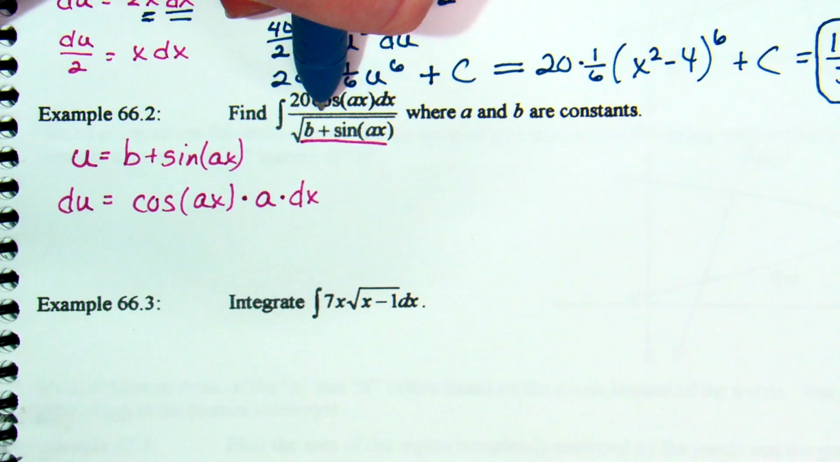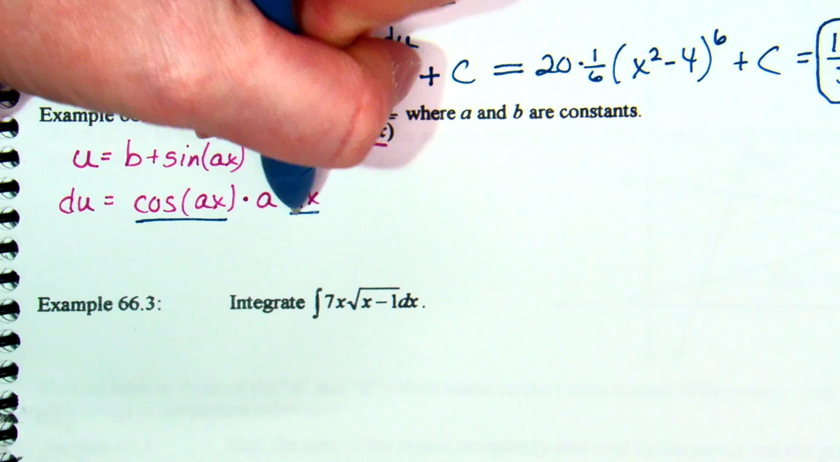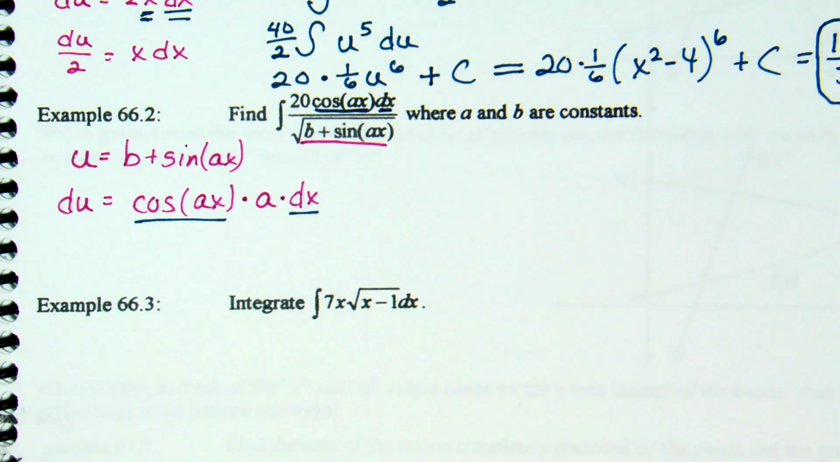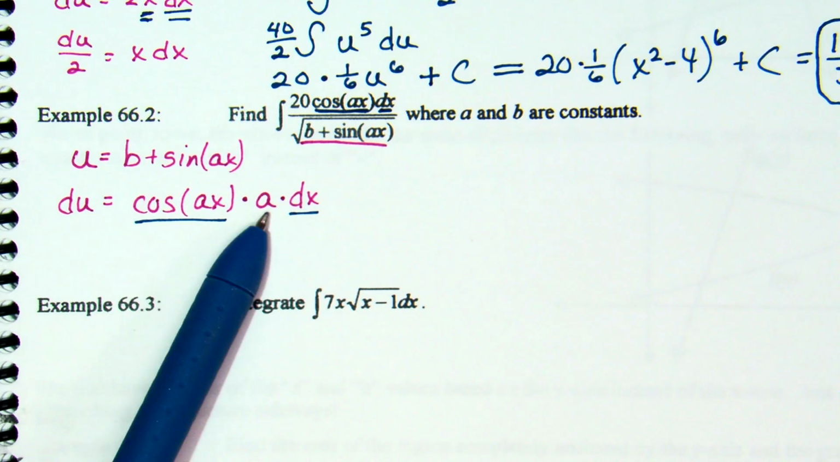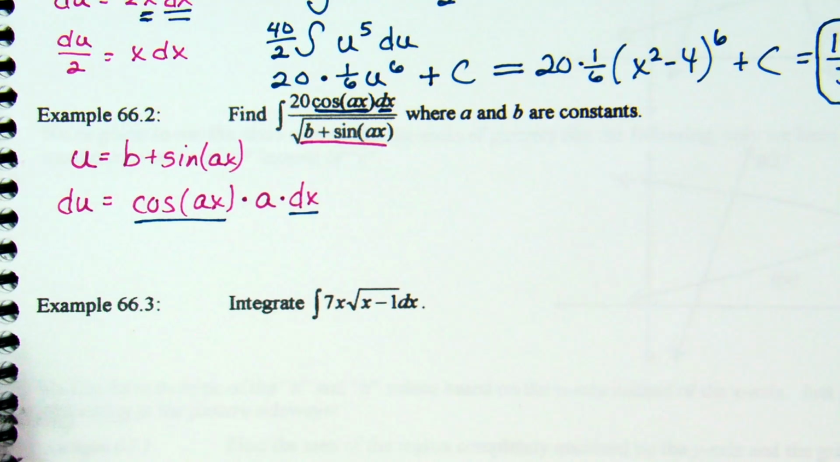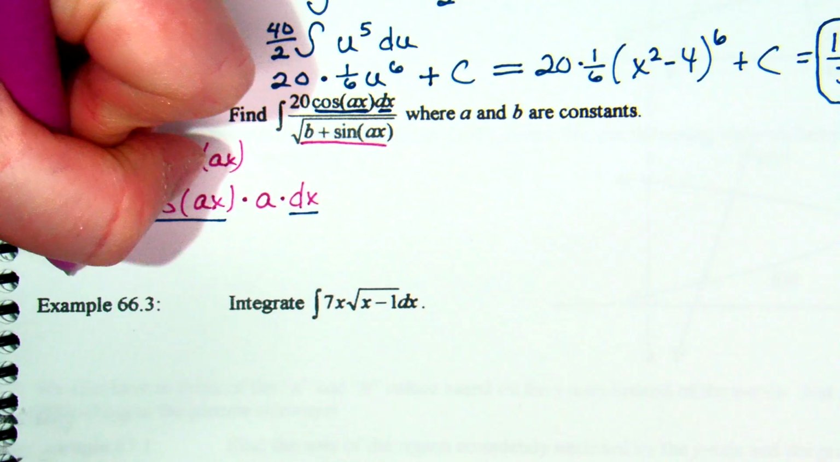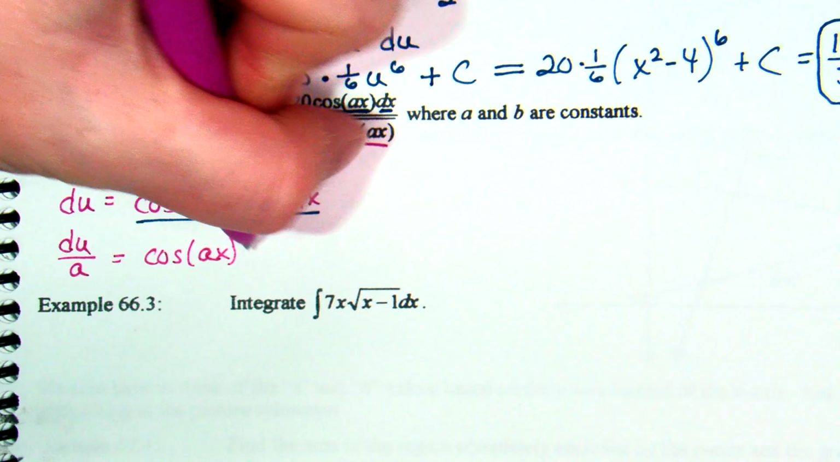Okay. Cos ax dx matches up with cos ax dx, yes? What's the part that's not going to match up? The a. So what I'm going to suggest is, so that cos ax dx can be replaced, take this a and, what did I do earlier? Divide it over. So if I divide my a over, du divided by a is going to be equal to cos of ax dx.